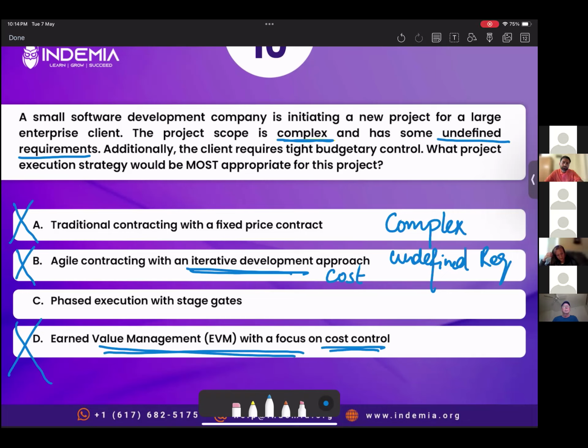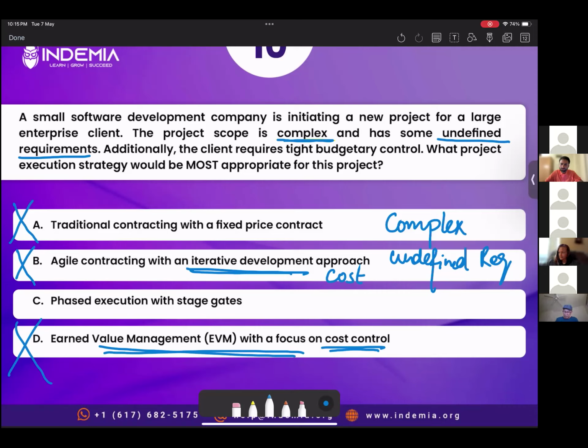So the problem here is the client requires tight budgetary control. When we have tight budgetary control, we can't go with iterative development because it doesn't give you control over cost. It gives you flexibility to incorporate changing requirements. Fixed price contract, we can't go with because of some undefined requirements. So A is eliminated, B is eliminated, and EVM is not relevant for projects where you have undefined requirements. So the correct option is phased execution with stage gates.